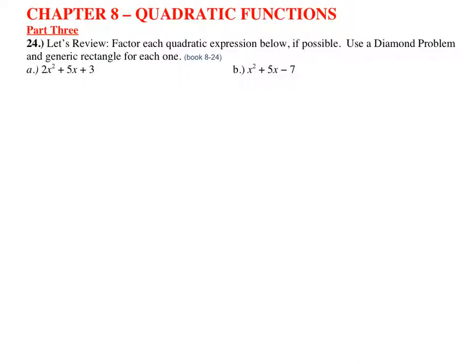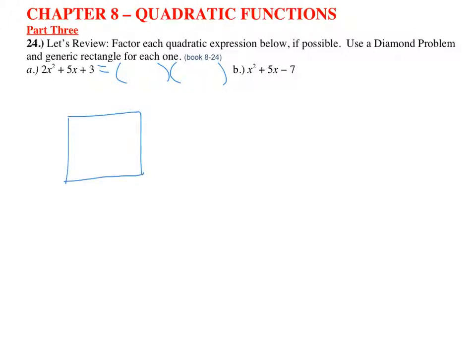Chapter 8, Part 3. First, let's start by reviewing how to factor quadratic expressions using a diamond and a box. So for letter A, we have 2x squared plus 5x plus 3. Remember that to factor means to break it down into the things we multiply to get that expression. So with this trinomial, we're going to break it down into the product of two binomials.